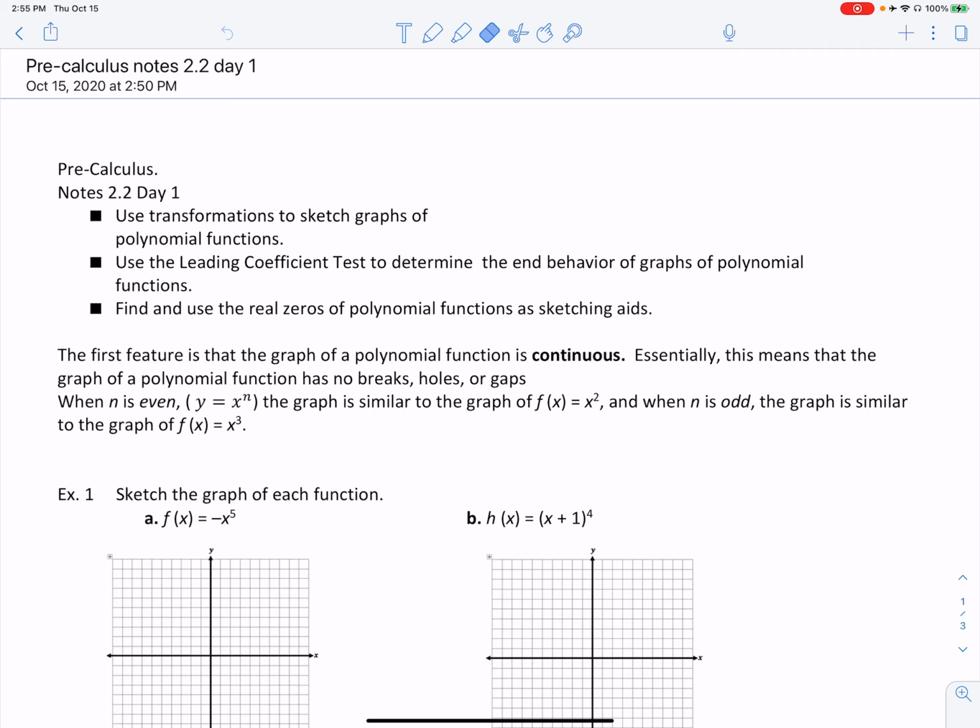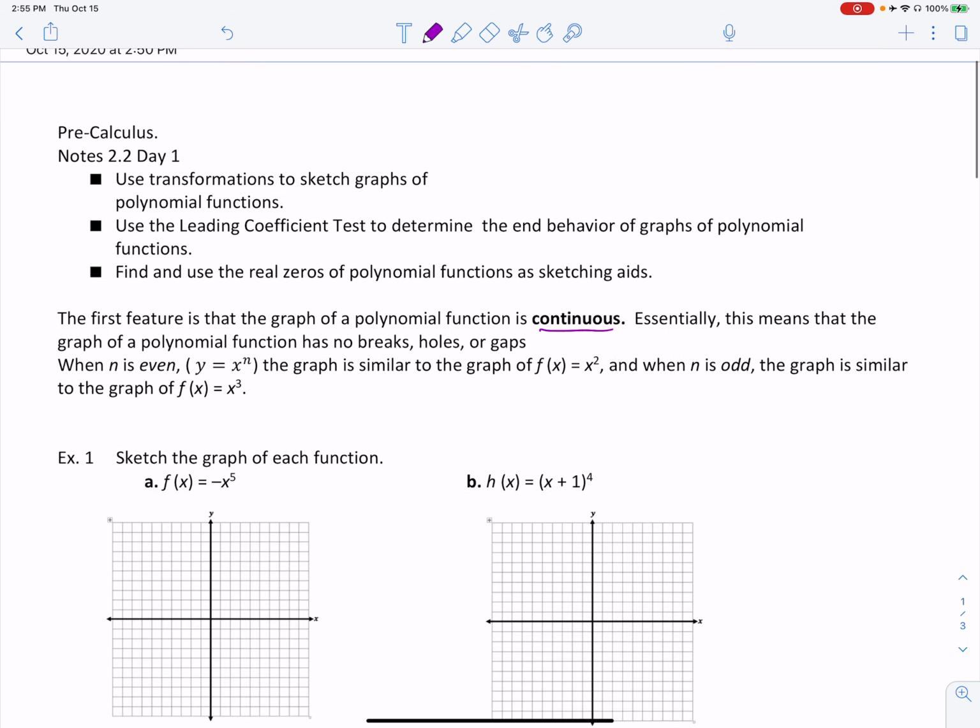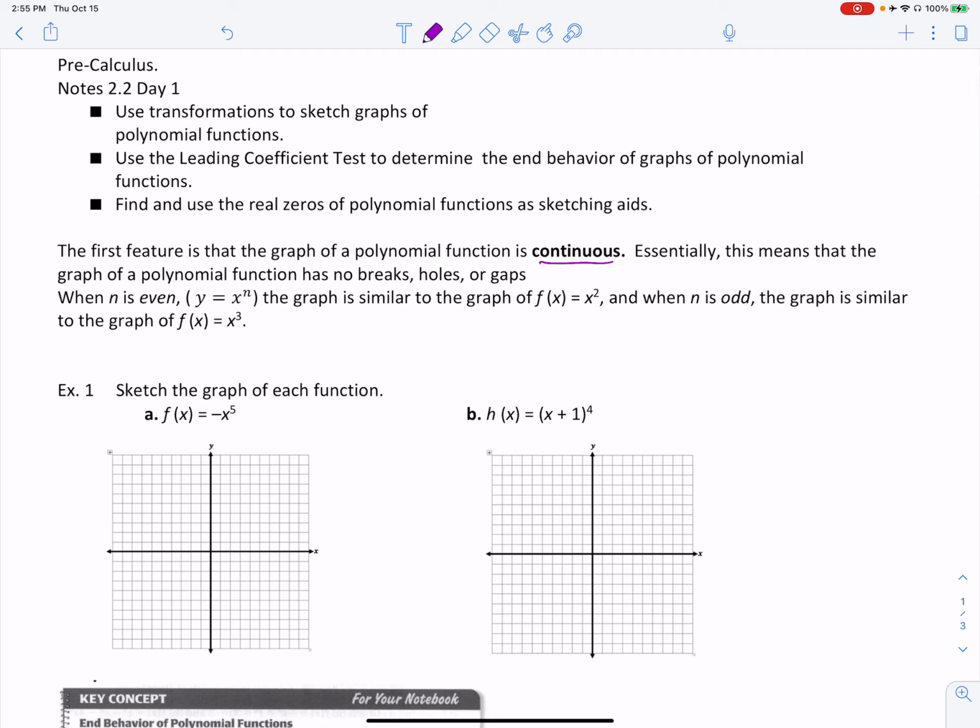The first feature of the graph of a polynomial function is that it is continuous. It just means that as you trace it, going from left to right, you never have to pick up your pencil and skip over anything and start in a new spot, because it has no breaks, no holes, or gaps. And on these first couple of problems, we're going to apply this when n is even, and n is that exponent of x.